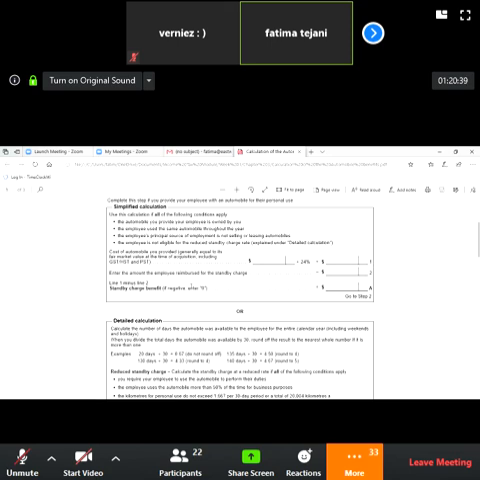Enter the amount the employee reimbursed for the standby charge. So there will be a certain amount the employee will reimburse. Like I will say, okay, you have given me the car to use for my personal use, but I want to give you a certain amount as a reimbursement. Okay. So if the amount the employee reimbursed means if I give some amount, if there is a charge of, suppose, $5,000, and if I reimburse $1,000, so in that case my liability for tax purposes is just $4,000. So I will just put here $1,000.